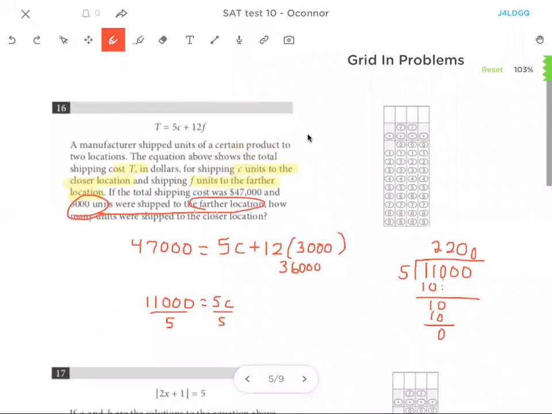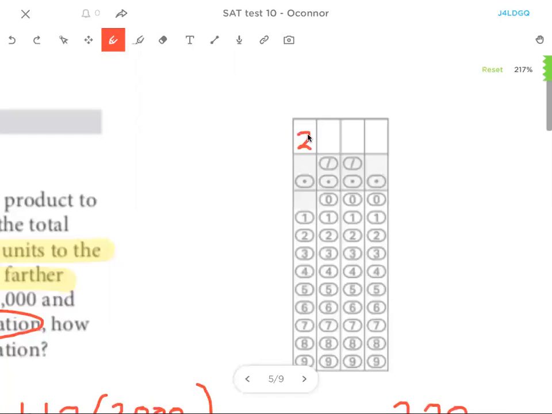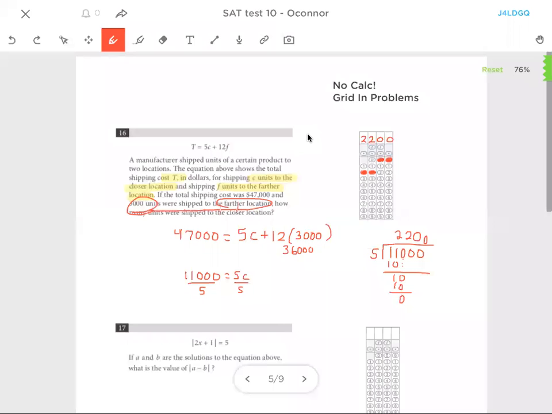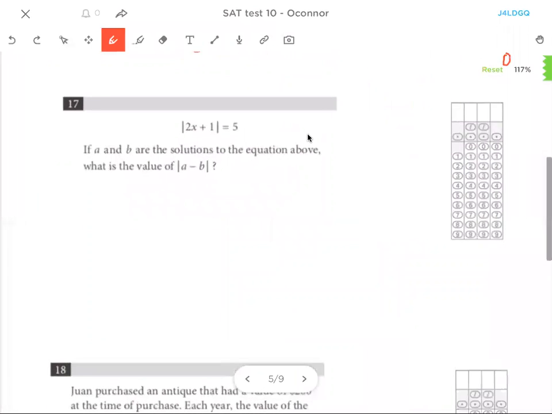So when you fill them in and grid in, we're going to write 2,200 up here, but don't forget that we have to bubble that in because the bubbles are what is going to be graded. So make sure that you do those nicely for each of these grid in questions. All right, next, and I'm just going to roll through. If you guys have questions, just stop me, okay?